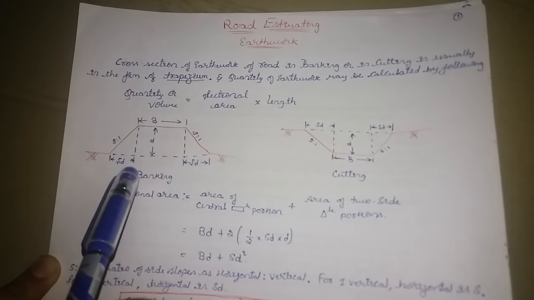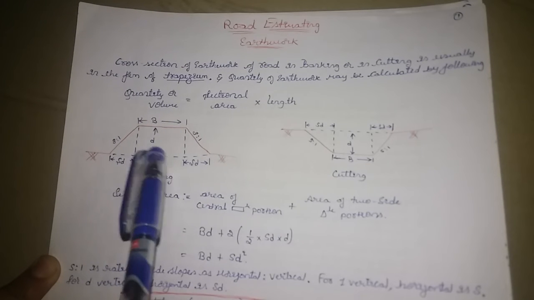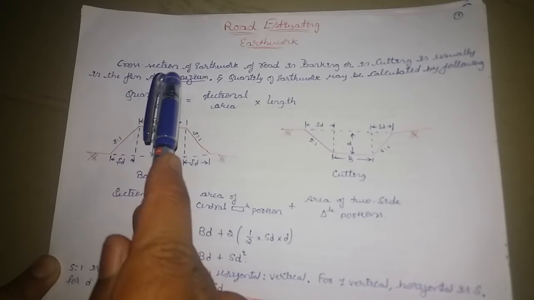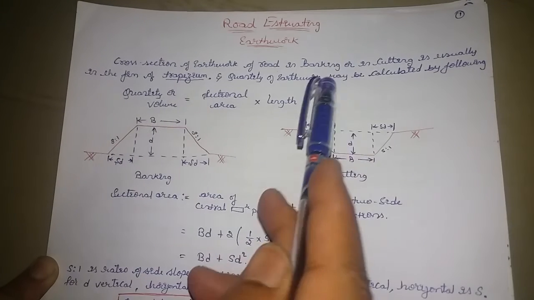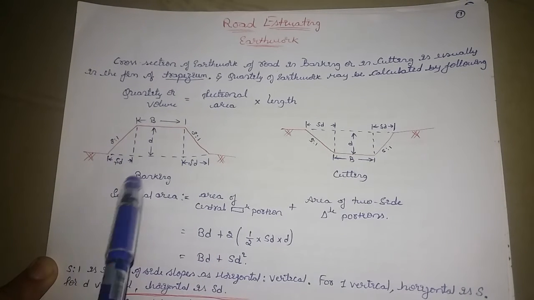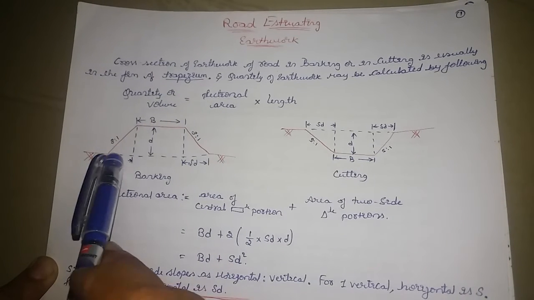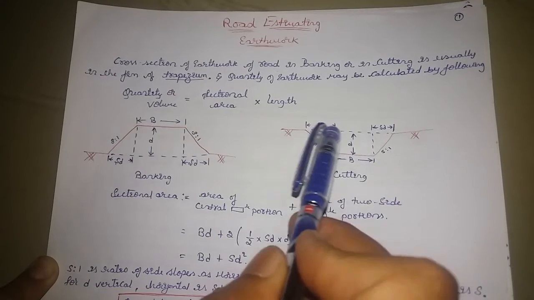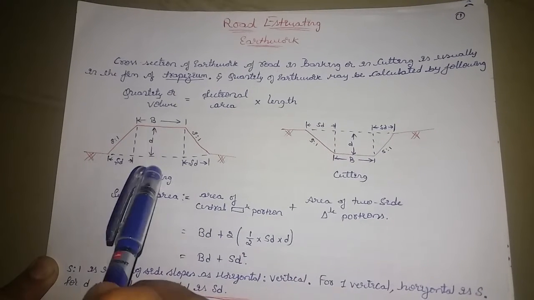Okay, this is usually in the form of a trapezium or trapezoidal form. This is what the point is saying: the cross section of the earthwork of a road in banking or in cutting is usually in the form of a trapezoidal. You can see that in the figure exactly. It is the exact shape of the cutting or banking, a trapezium.